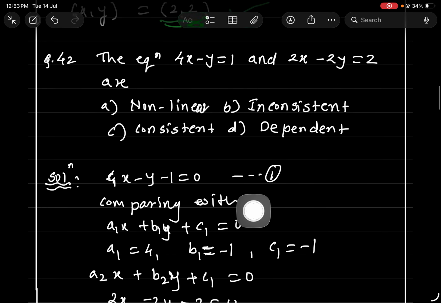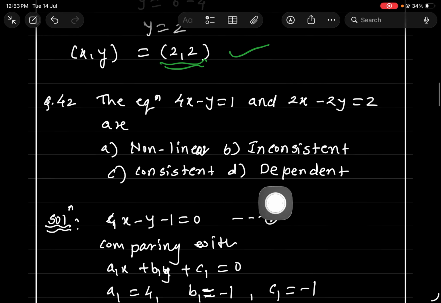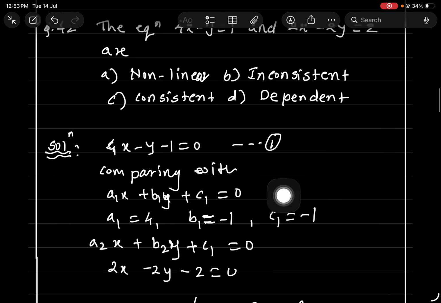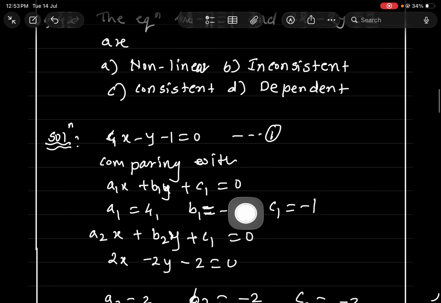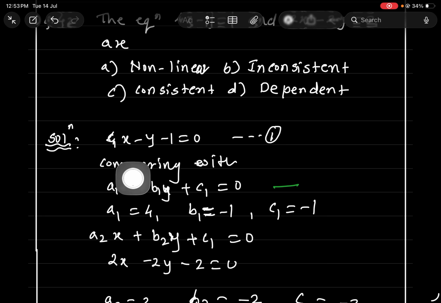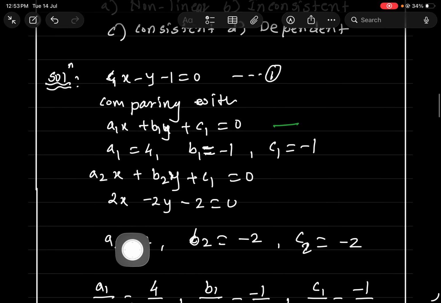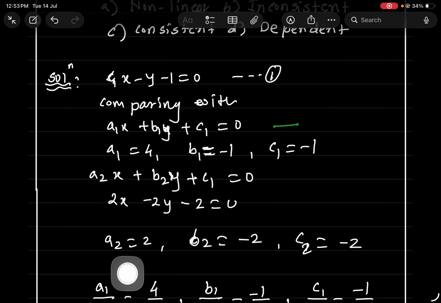Now next, the equations 4x minus y equal to 1 and 2x minus 2y equal to 2. Options are given, so we have to check the options: non-linear, inconsistent, consistent and dependent. Comparing with the standard form a1x plus b1y plus c1, for the first equation a1 equal to 4, b1 equal to minus 1, c1 equal to minus 1. Then comparing the second equation with the standard form, a2 equal to 2, b2 equal to minus 2 and c2 equal to minus 2.